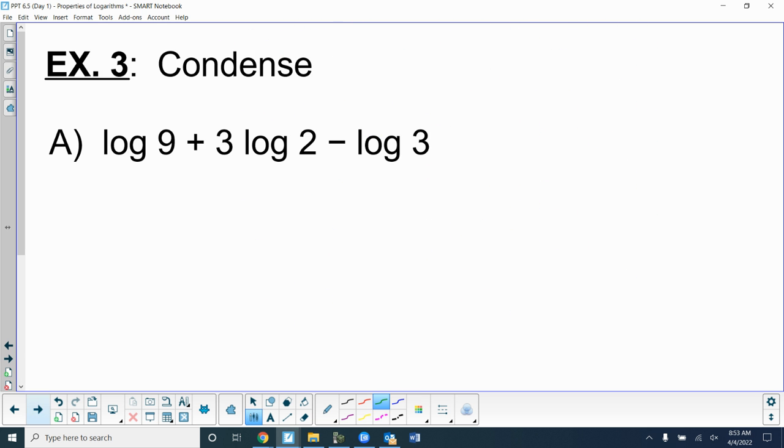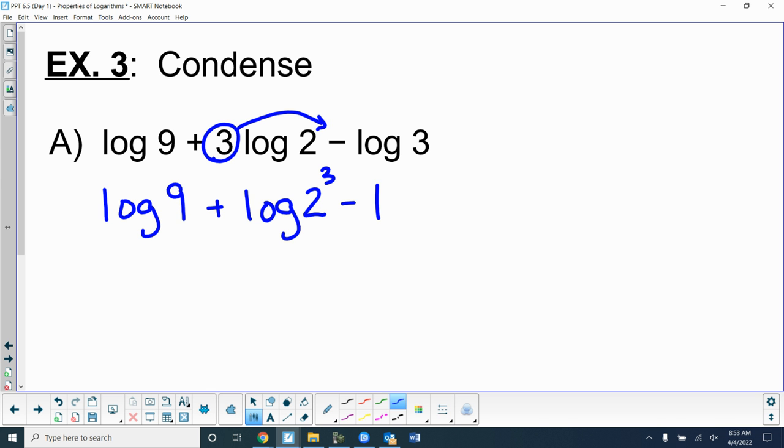Now they want us to condense it. So whenever you see, when you're condensing, whenever you see a number out front, do that first and move it to the exponent. Okay, Nolan? So I would rewrite this as log of 9 plus log of 2 cubed minus log of 3. Well, what is 2 cubed? 8, right?